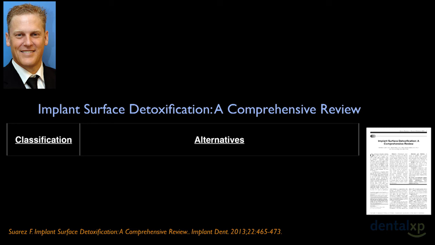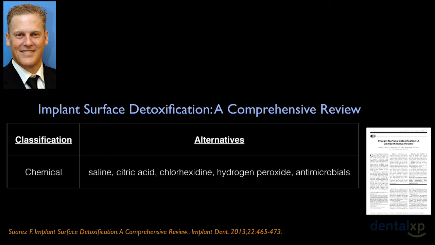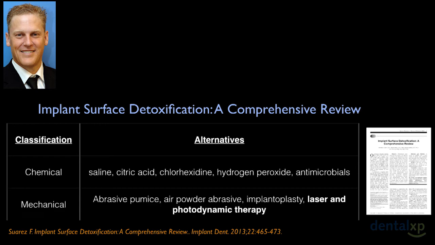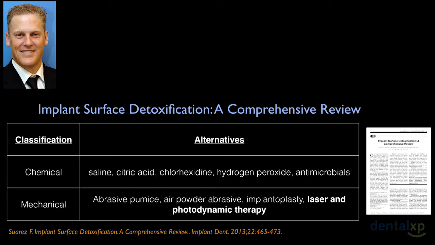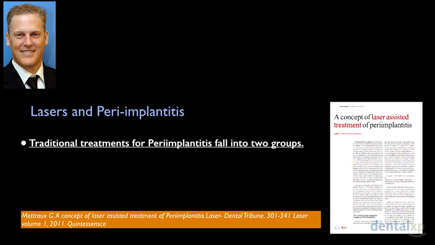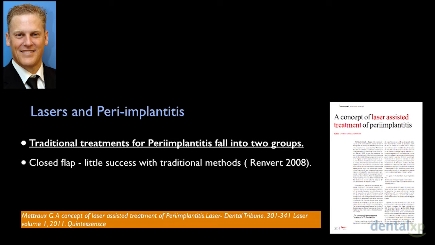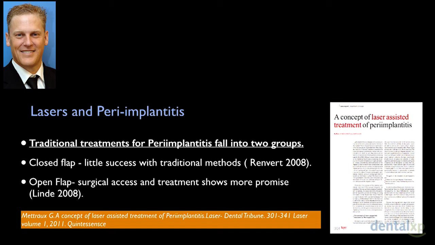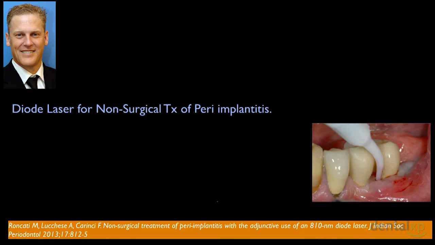The biggest difficulty in implantitis is detoxification of the implant surface, and currently there are 2 alternatives available. Those that are chemical, that involve things like citric acid, chlorhexidine, and antimicrobials, or mechanical removal that involve things like air abrasion, implantoplasty, and lasers. When we look at the traditional treatments for peri-implantitis, they either fall into a closed flap group, which Renvert has shown not much success with, or a surgical open flap, where Lindhe has shown more promise. We focus on using a diode laser, or any laser wavelength, in a closed flap non-surgical treatment.